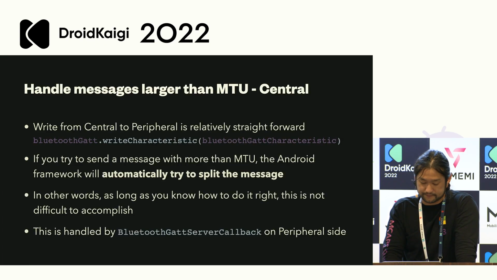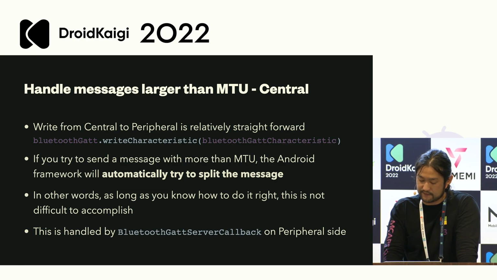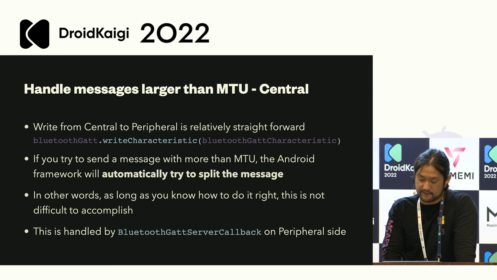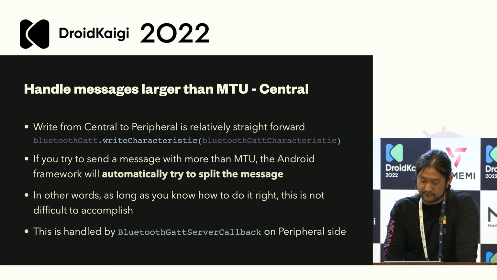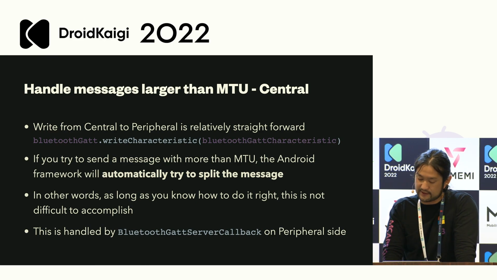Let's start with central. Making write requests from central to peripheral is fairly simple. Now, what happens if the message is bigger than the MTU size? If you are writing from central to peripheral, the Android framework will automatically split it up into several messages and send them to the peripheral one by one on your behalf. It's the peripheral side that has to collect the chunks and restore the original message. Let's check how to do that.